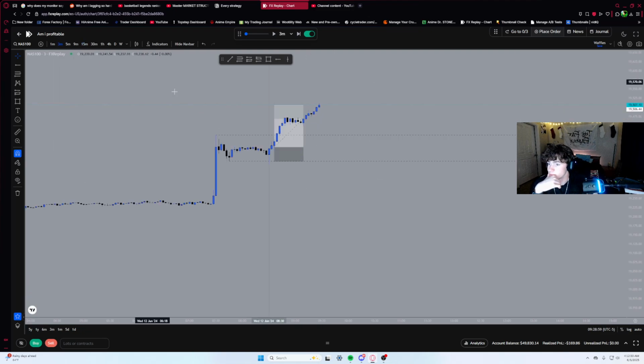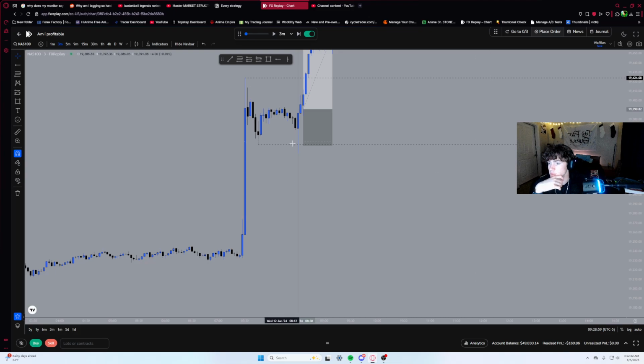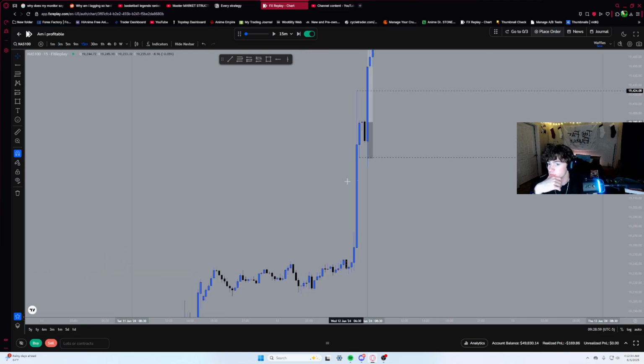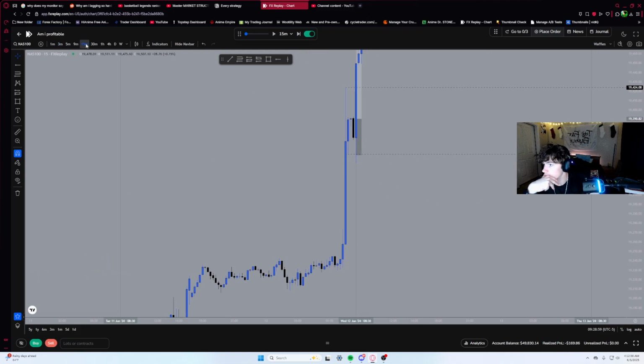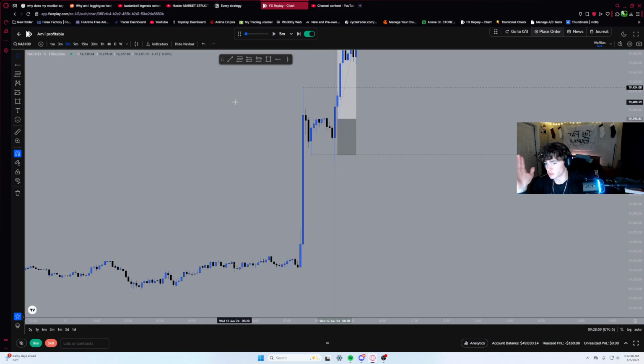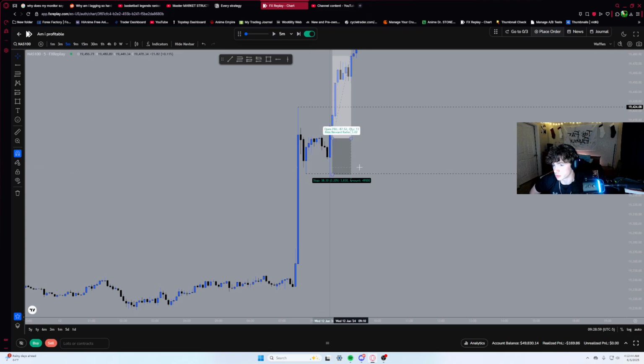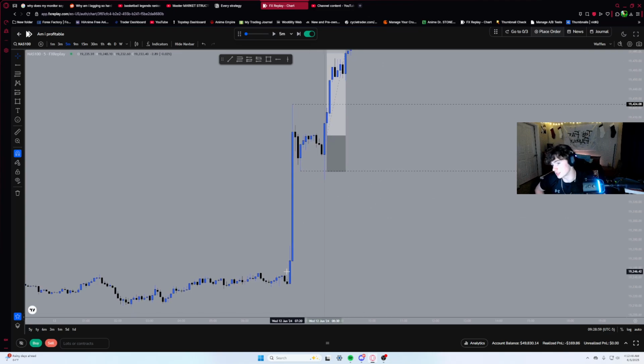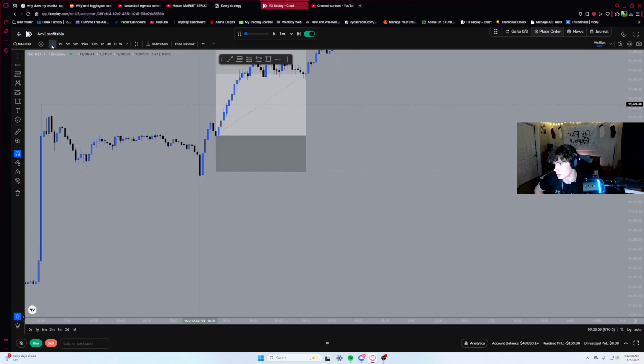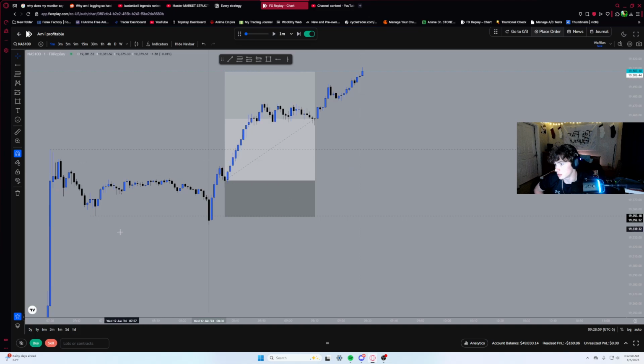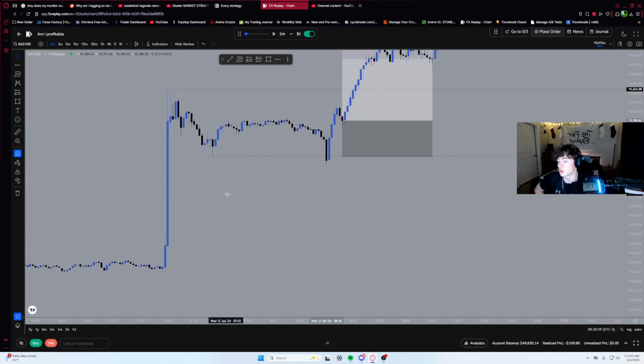So the reason, I'm going to explain why I took this fair value gap reaction. 15-minute fair value gap. Very volatile, just straight fair value gap. It's basically a liquidity void. We get a liquidity sweep right here. And price moves up so smoothly. Even on the 1 minute, it moved up so smoothly.